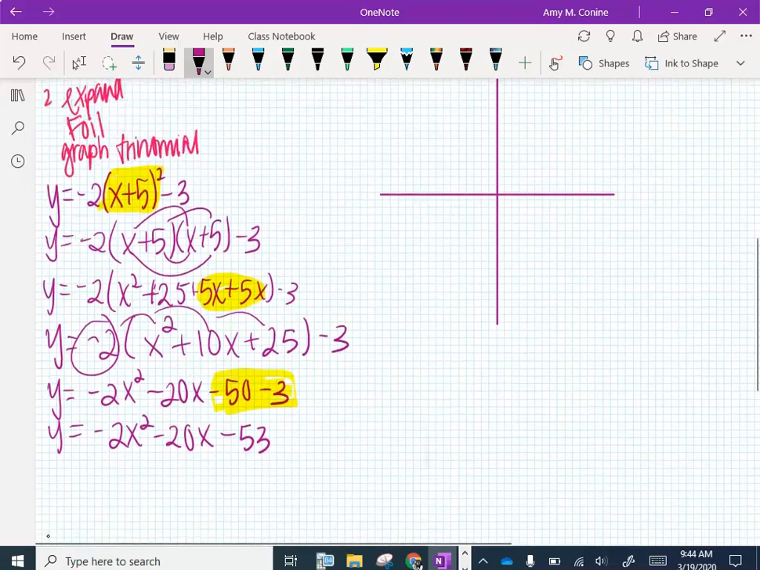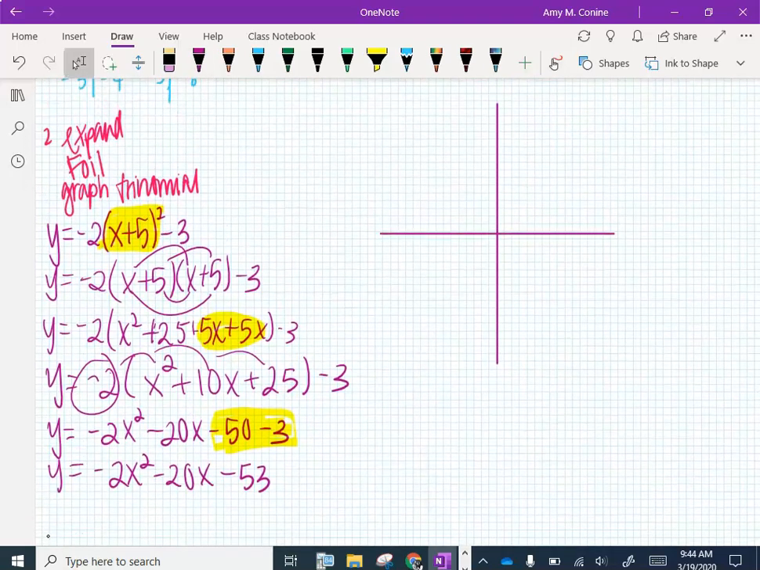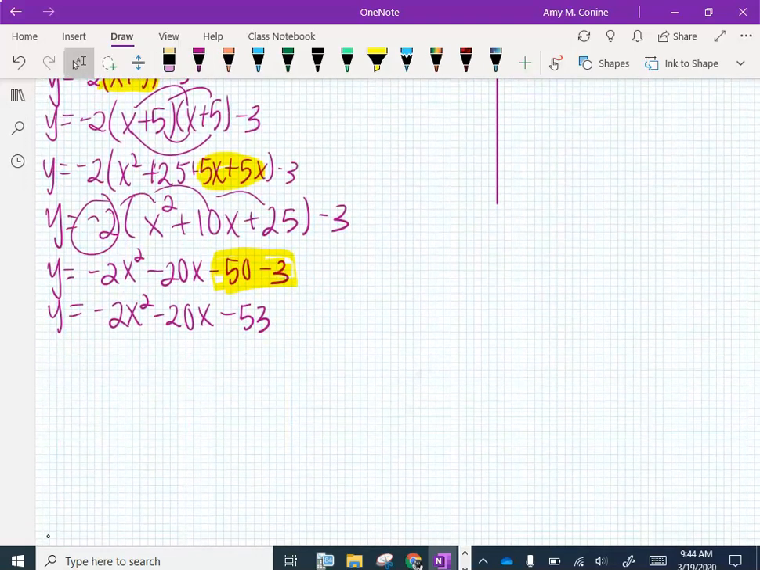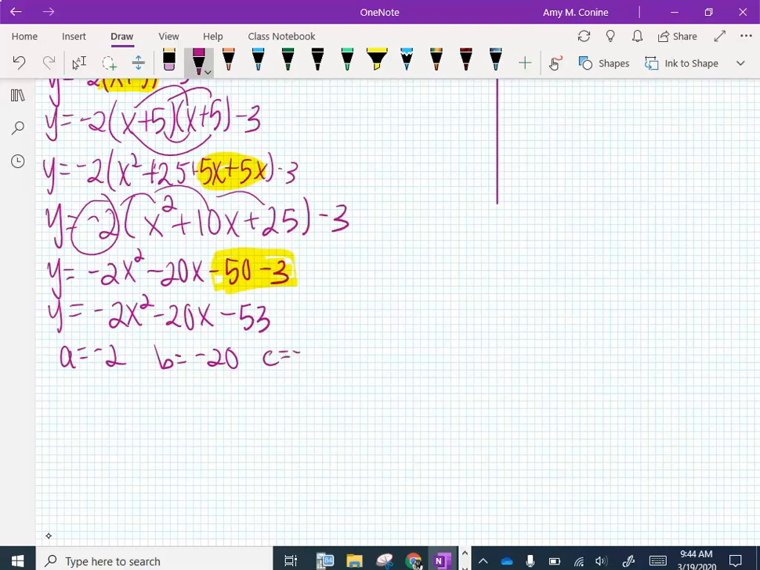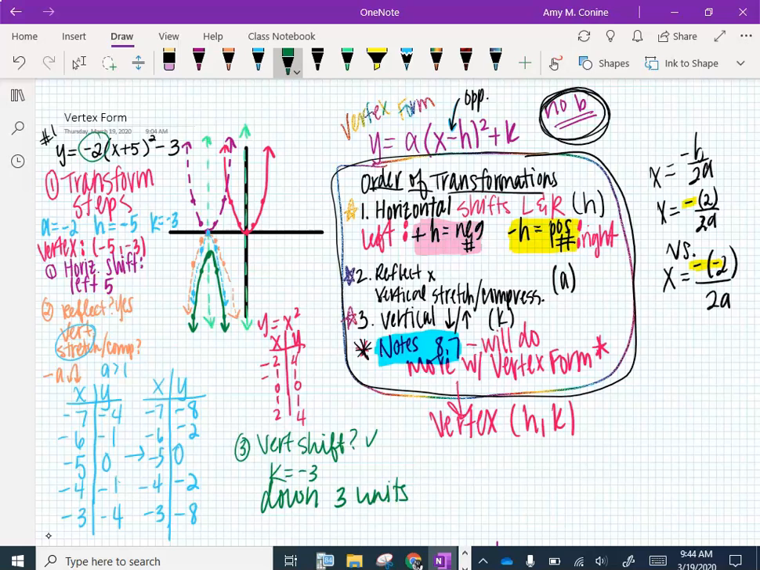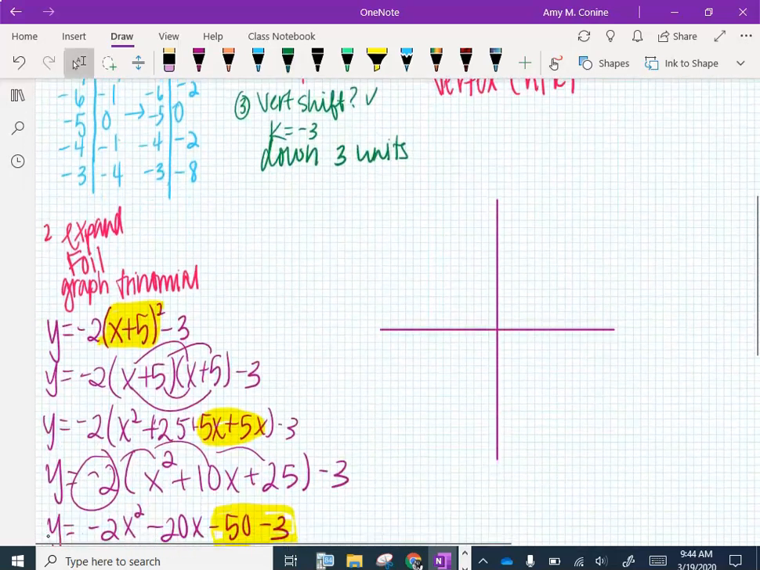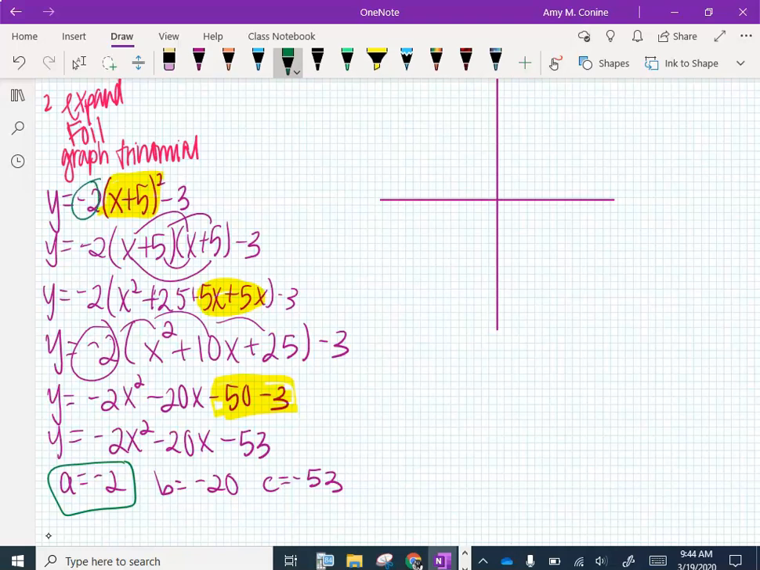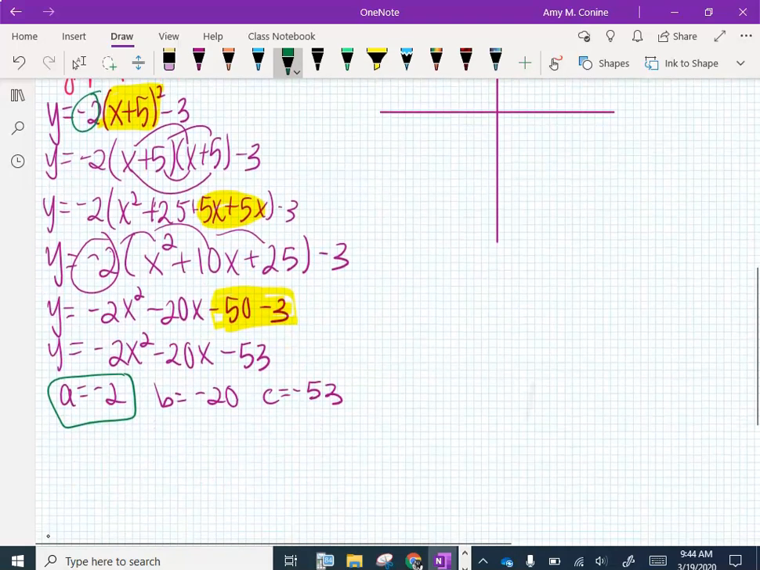All right, so the way we learned how to graph is to take our a, b, and c. So a is negative 2, b is negative 20, and c is negative 53. Okay, if you notice, your a here is the same as your a in the original problem that I gave you up there. Can you see how that a and this a are the same? Okay, that will be true every time.